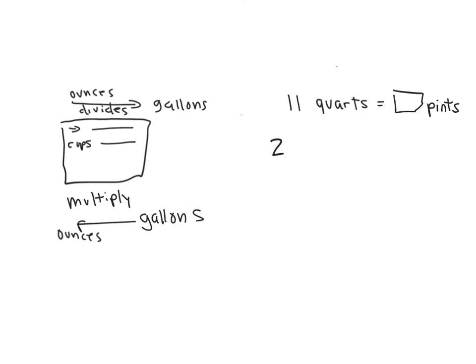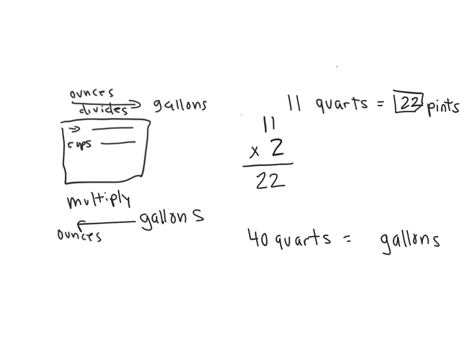So now I have to ask myself, which way am I going? Am I going right to left or am I going left to right? Which measurement do I need more of? And I'm going from a bigger measurement to a smaller measurement, so I have to multiply by 2. So I'm going to do 11 times 2. Again, the 11 stands for how many quarts I have, and the 2 stands for how many pints are in a quart. So 11 times 2 is 22, and so there's 22 pints.